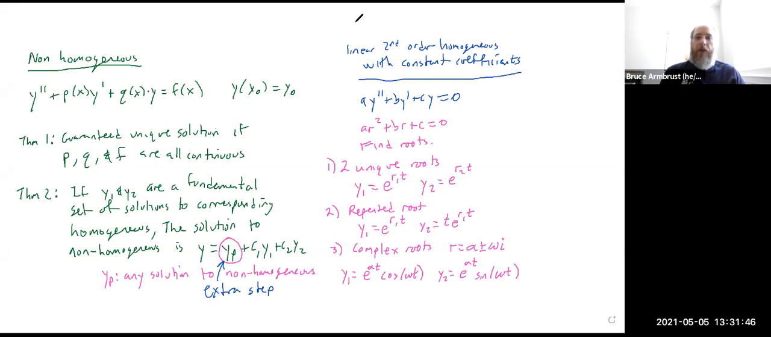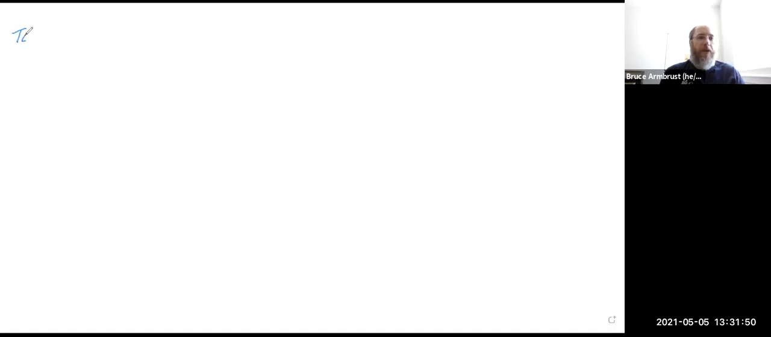All right, so let me go ahead and clear this. So I'm just going to call this defined YP. So we are going to have some different methods that we do this. And the first one is a method called undetermined coefficients.